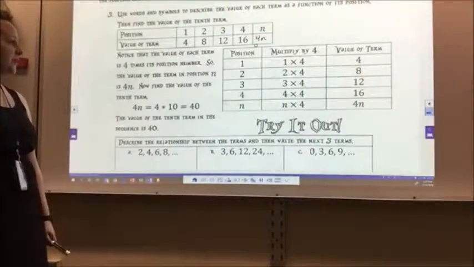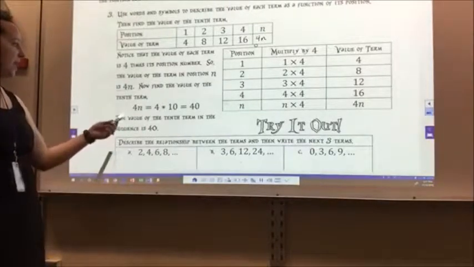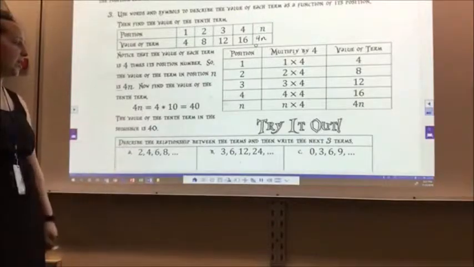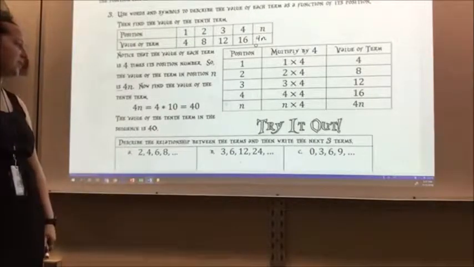Now find the value of the 10th term. 4n, where I substitute in 10 for n, 4 times 10 is 40. So the value of the 10th term in the sequence is 40.